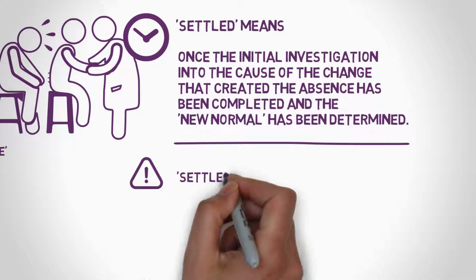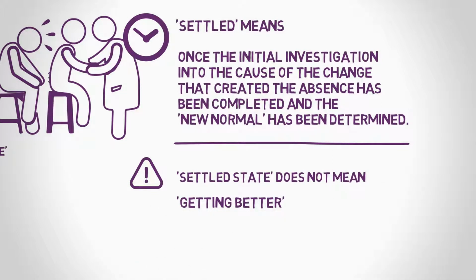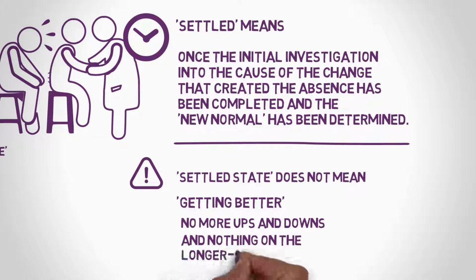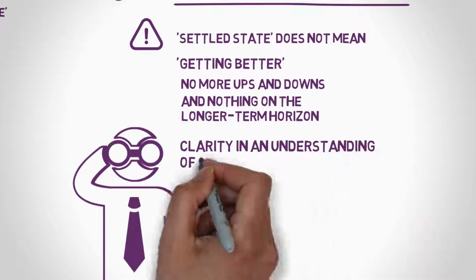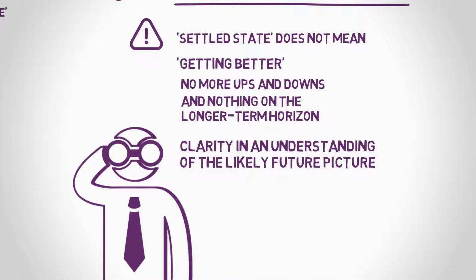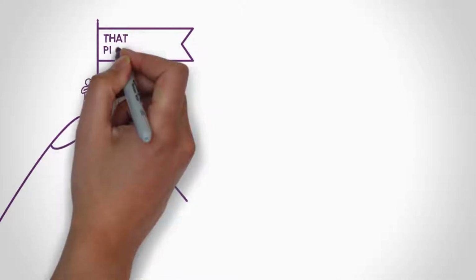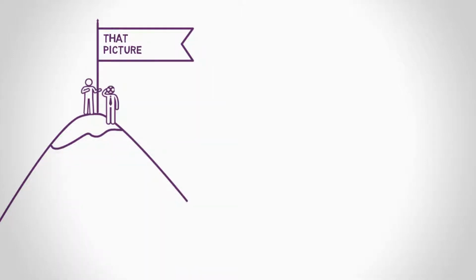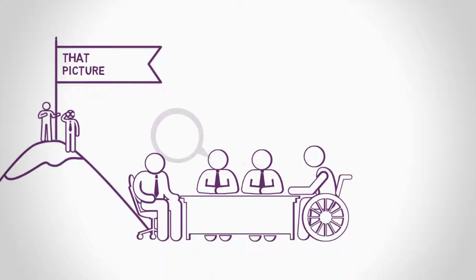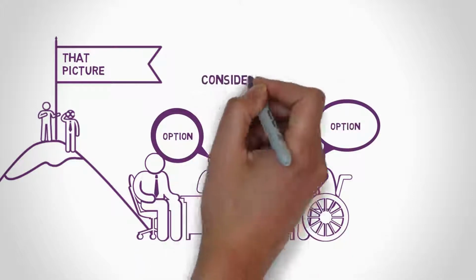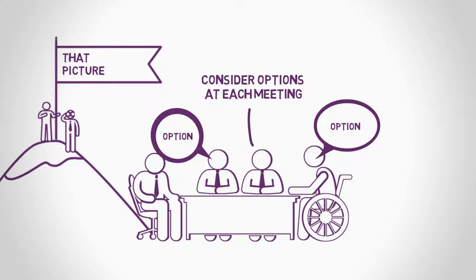Settled state does not mean getting better necessarily, nor does it mean no more ups and downs and nothing on the longer-term horizon. It is looking for clarity in an understanding of the likely future picture. The first few milestone meetings are likely to be focusing on understanding when you and the employee might be able to get that picture. That does not mean to say you should not be looking at possible adjustments to arrangements at work. Make it a matter of routine to consider options at each meeting.